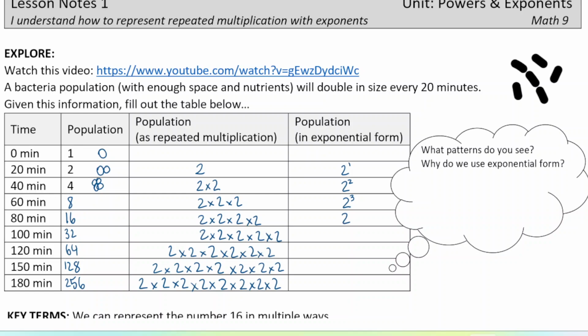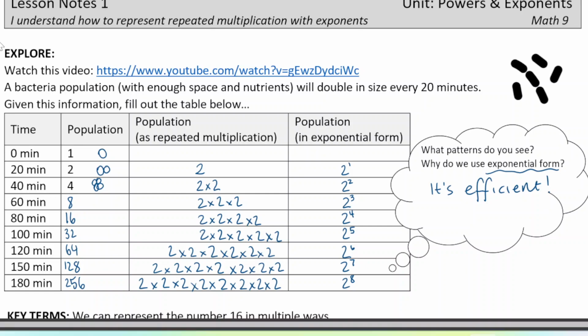Then multiply by 2 again, it's 2 to the power of 4, then 2 to the power of 5, 2 to the power of 6. See, it's much more efficient to write it that way. So why do we use exponential form? It's efficient, especially with higher powers of 2. It takes a really long time to write that out.